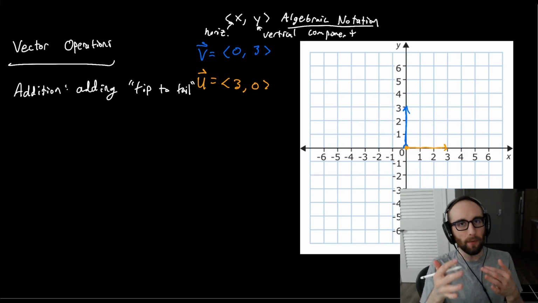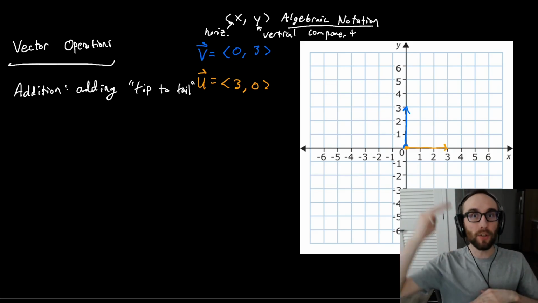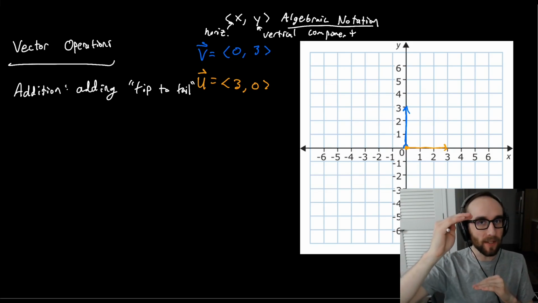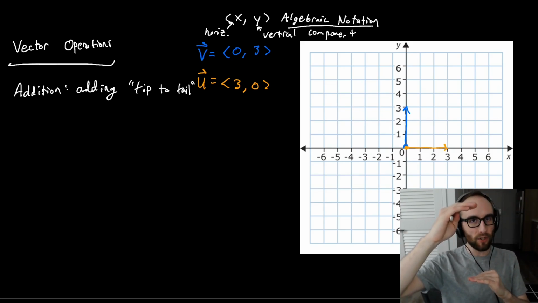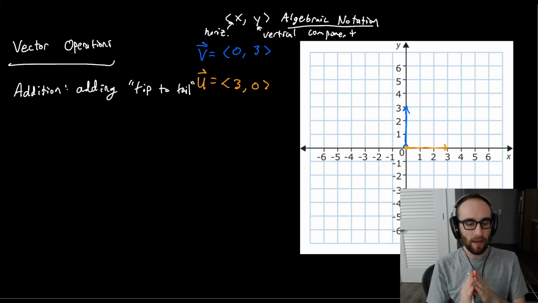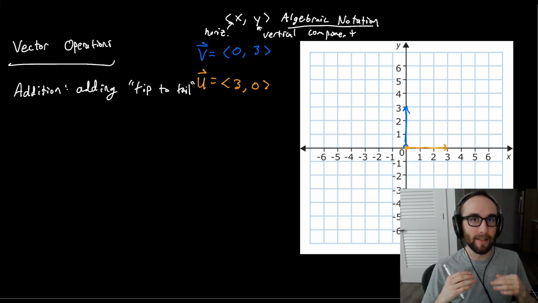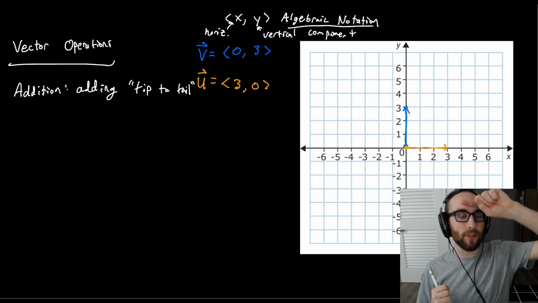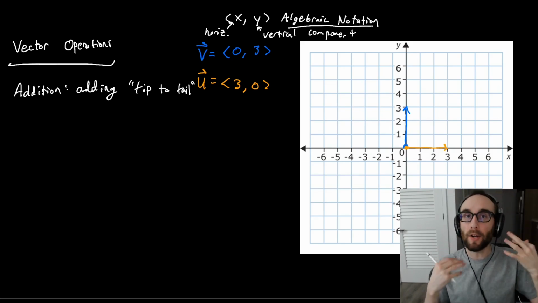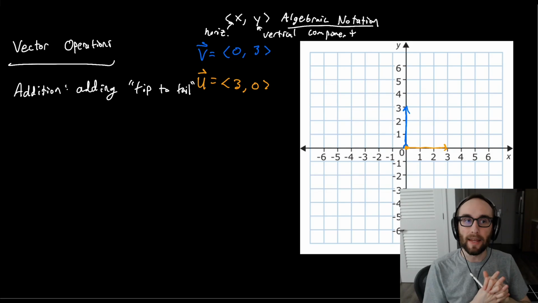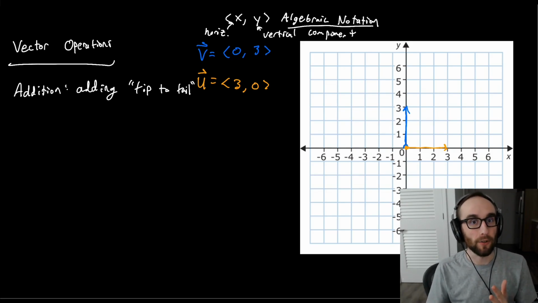So you can think about the tip of the vector as the end of the vector, so where the vector stops, and then you take the tail, which is the beginning of the other vector, and you put the tail where that ending is. And then you travel along the first vector, then along the second vector, and where you end up is going to be the sum of the 2 vectors.